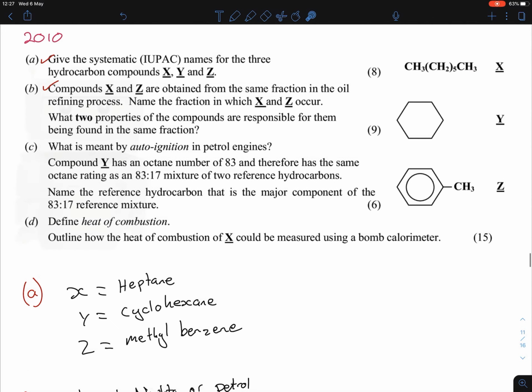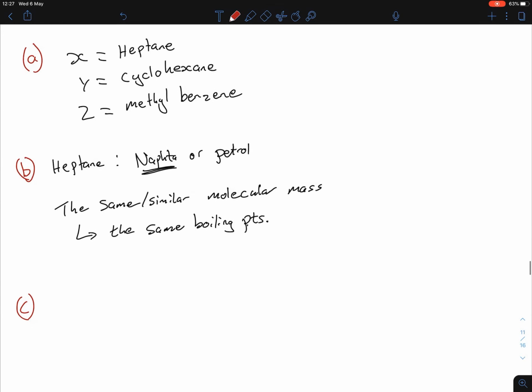There's only two reference hydrocarbons that you need to know. The first one being 2,2,4 trimethyl pentane, and the second one being heptane. Heptane has an octane number of 0, and 2,2,4 trimethyl pentane has an octane number of 100. It's asking for the reference hydrocarbon as the major component, so focus on the major component there, and therefore it's going to be 2,2,4 trimethyl pentane, which is our answer.